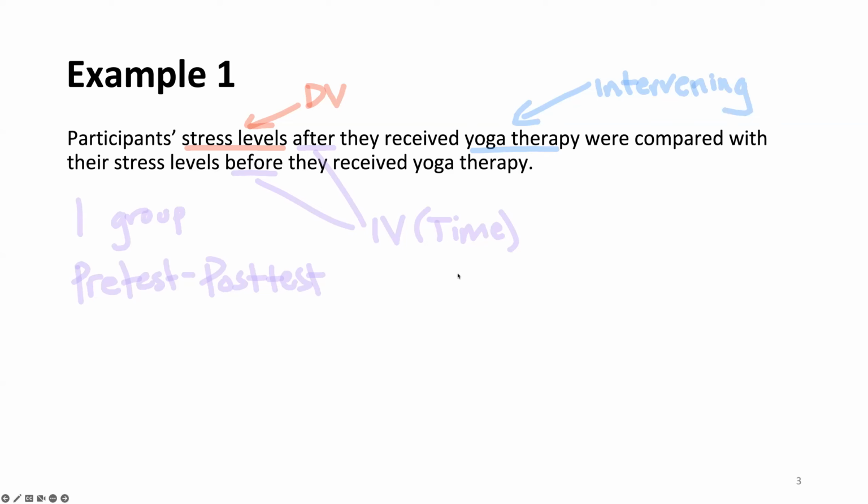So how we look at this in terms of experimental requirements. Remember that an experiment needs manipulation. So do we have manipulation in this example? Think about it. Yes, we are manipulating the time that they take that dependent variable measure, before and after our intervention. So our intervention of yoga therapy, we are manipulating. So we can say, yes, manipulation.